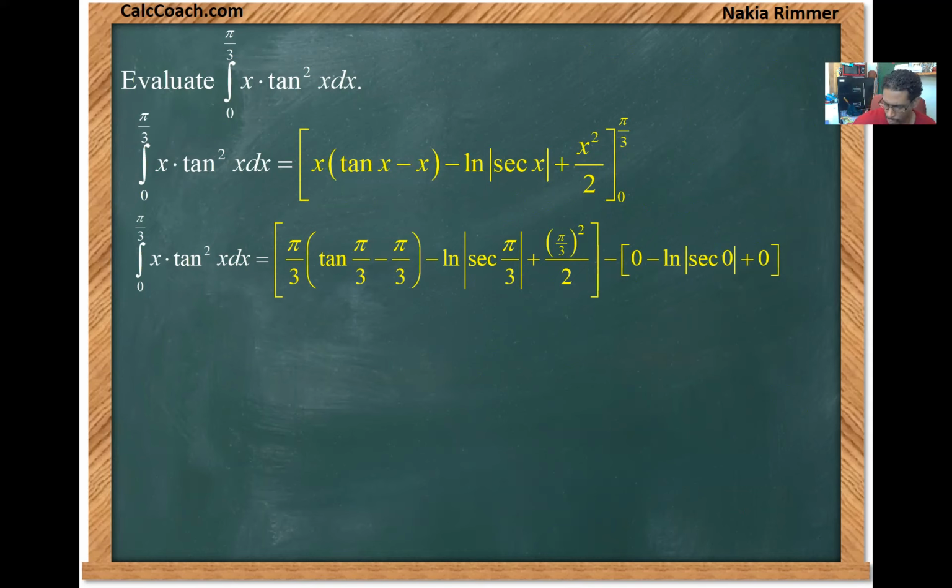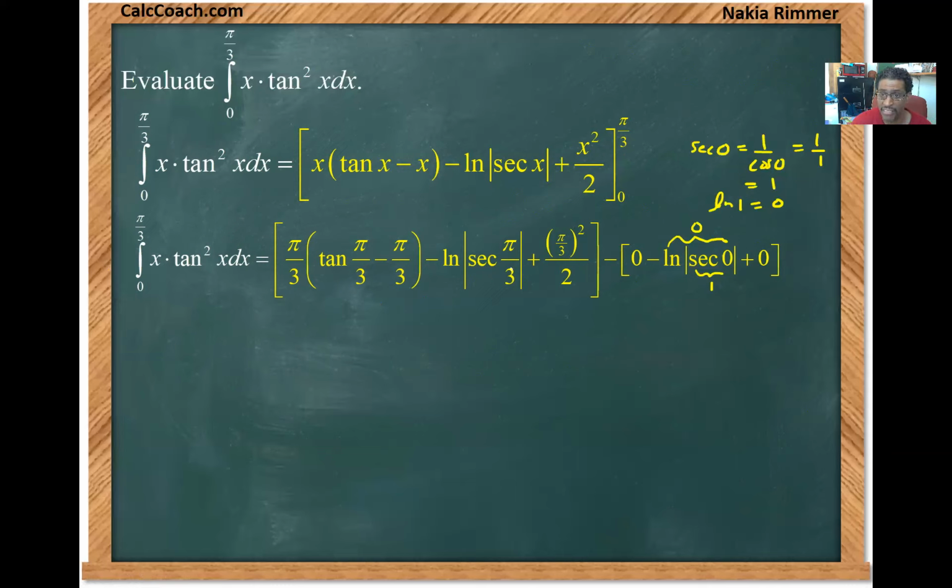And so what's going to happen is the secant of 0 is 1. The secant of 0 is 1 over the cosine of 0, and the cosine of 0 is 1. So the secant of 0 is also 1. But the natural log of 1 is 0. And so the entire lower limit zeroes out. I'm just dealing with this upper limit. Okay?